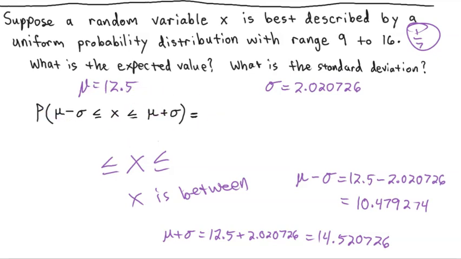Okay, so what this is saying right here is, what is the probability that x is between 10.479274 less than or equal to x less than or equal to 14.520726.